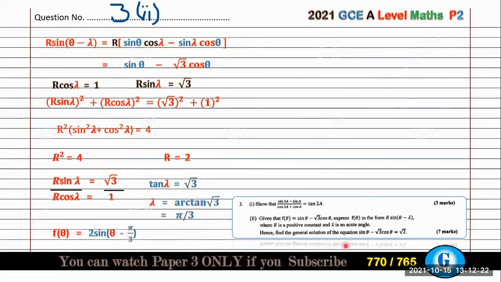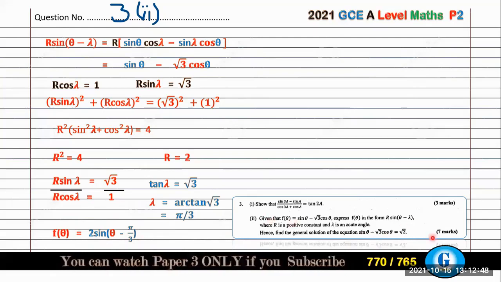Now they want us to find the general solution of the equation sine theta minus root 3 cos theta equals root 2. Since they have said hence, we must continue with this last answer we have. We have no other choice. There's no other method you use. That's the hence. If you use another method, that's advanced level. Don't follow instructions, you are in the pit. So we continue with this.